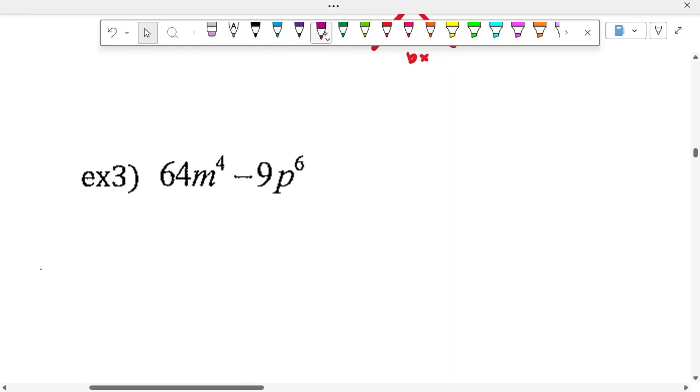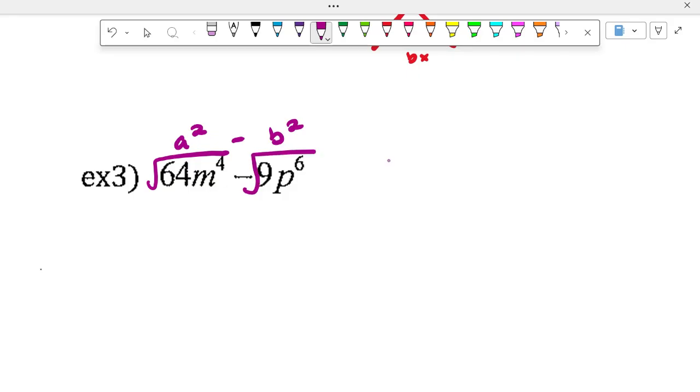Now, this one is a little bit different, but still difference of two squares. Is 64 a perfect square? Is m to the fourth a perfect square? Yeah, it's an exponent divisible by 2. It's a perfect square. Is 9 a perfect square? Yes. Is p to the 6 a perfect square? Yep. That exponent's divisible by 2. So, still business as usual.